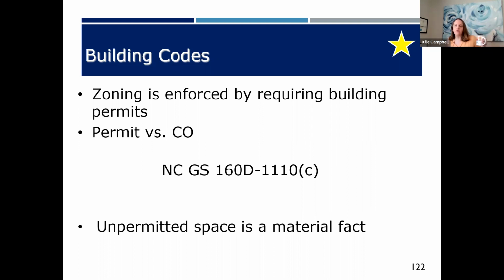So you may be asked to list a property and you may come across unpermitted space. It's space that's been finished, but it wasn't permitted. Thus, we don't have a CO. We didn't have anybody come in and inspect it. Nobody came in and checked it out throughout the process. And that's a big part of what these permits do: they make that happen throughout the process.